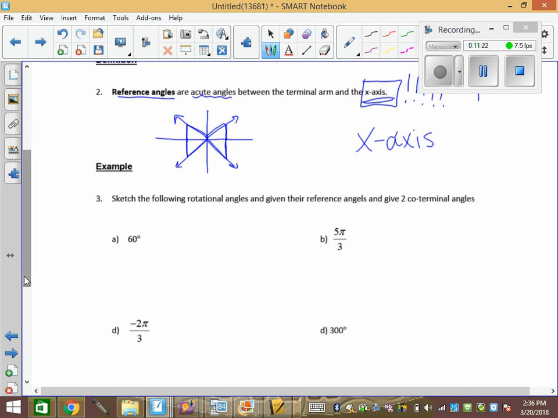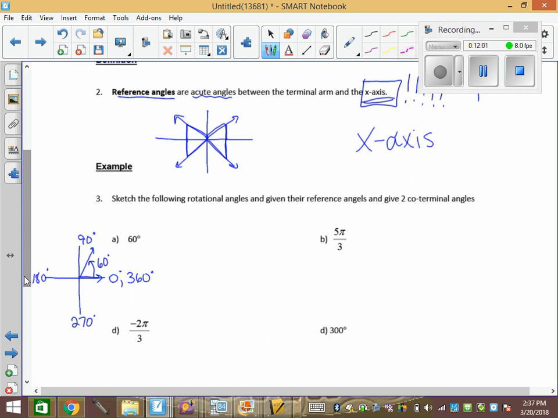Sketch the following rotational angles, give their reference angles, and give 2 coterminal angles. So 60. First thing I'm going to do, label my axis. 0, 90, 180, 270, 360. I would promote you to do this because it's going to get a lot harder than it is right now. So 60, give our arm here, and then 30 away from 90. So this would be 60, right?